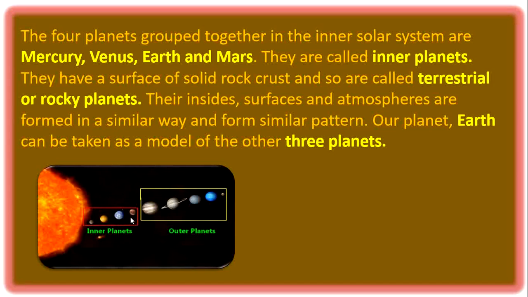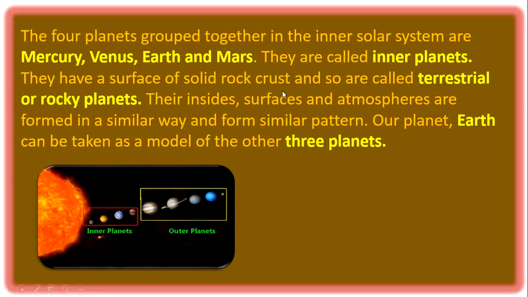Their insides, surfaces and atmospheres are formed in a similar way and follow a similar pattern. So our planet Earth can be taken as a model for the other 3 planets: Mercury, Venus and Mars.